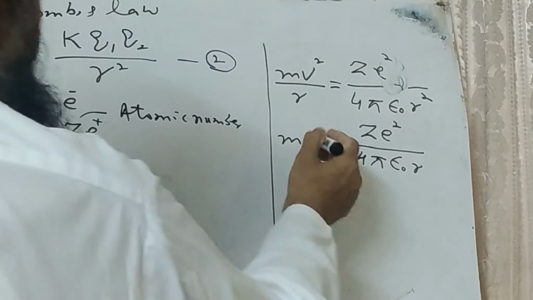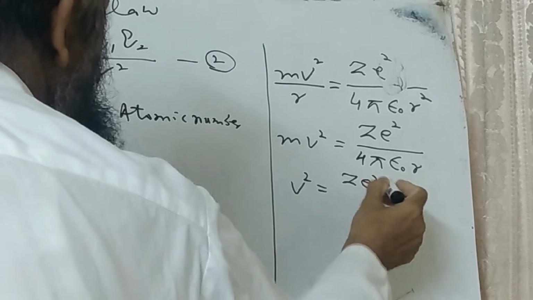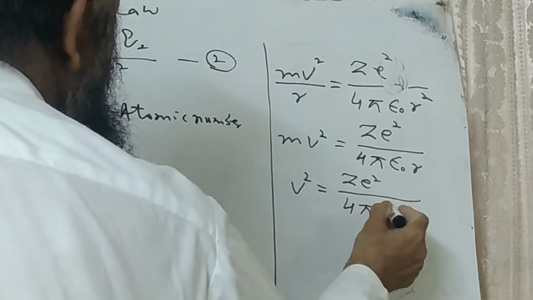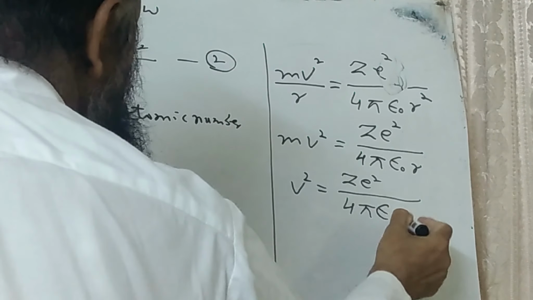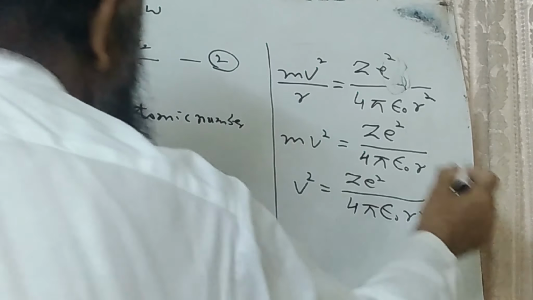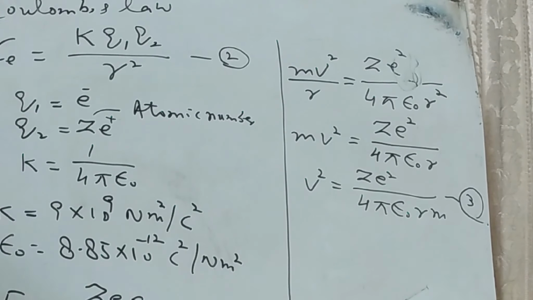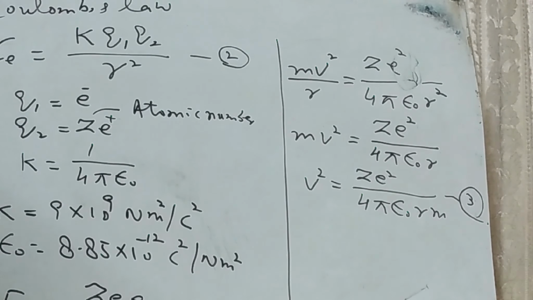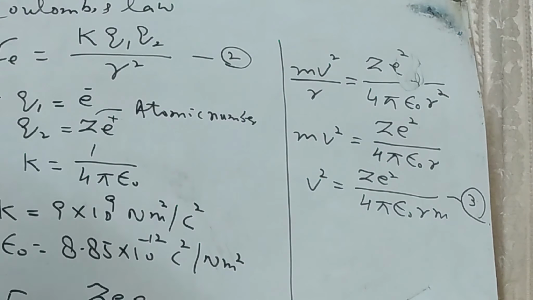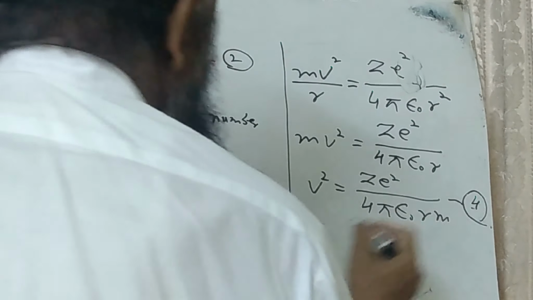Now we can find the value of v square, which is equal to Ze square over 4 pi epsilon naught r m. This is equation number 4. So this is the velocity with which the electron moves in the circle. Now we have the balance equations, 3 and 4.